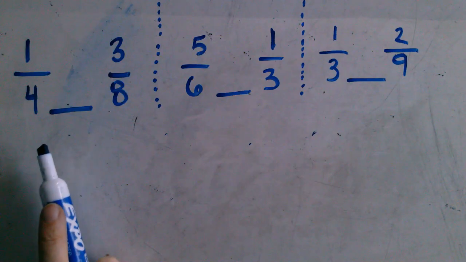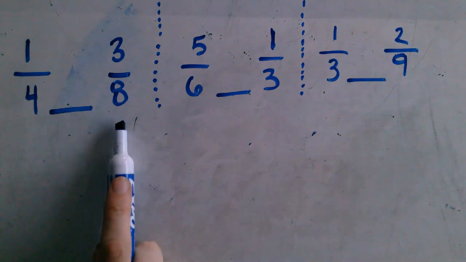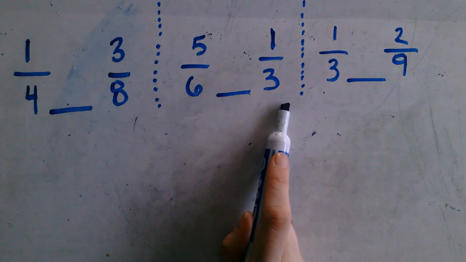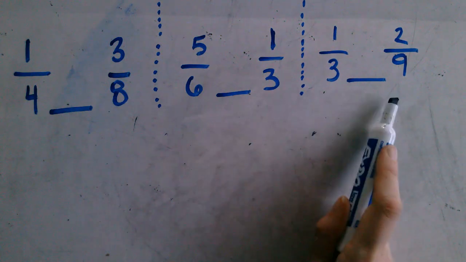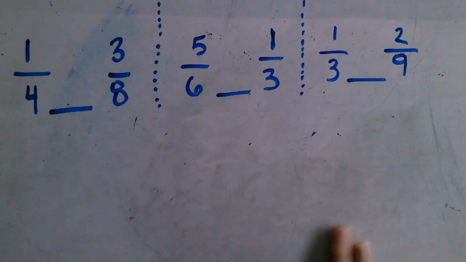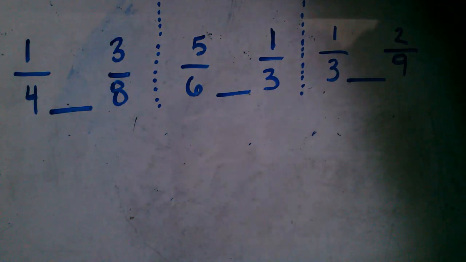It's up to you, mathematicians. Compare the following three problems. 1/4 compared to 3/8, 5/6 compared to 1/3, and 1/3 compared to 2/9. Pause the video now and come back when you're ready to see the common denominators and the answer to the correct comparison and symbol to put in the middle. I'll see you in a second.